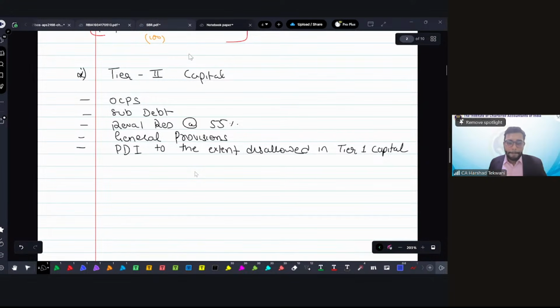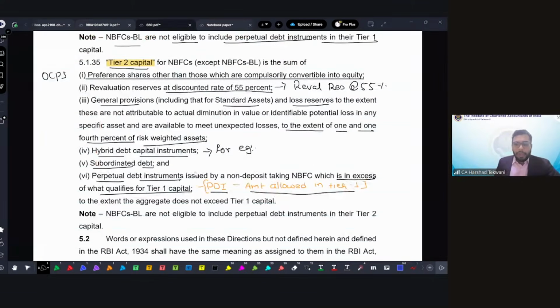Sir, I have only one doubt. In the previous slide, that base layer, that PDI is not applicable, but then the tier 2 is not applicable for the base layer. Yes, because for the base layer, base layer are not eligible to include perpetual debt instruments. So if you remove this point, then it will be tier 2 for the base layer. Okay, which means the tier 2 is also applicable for base layer. Yes, yes. So everything is applicable.